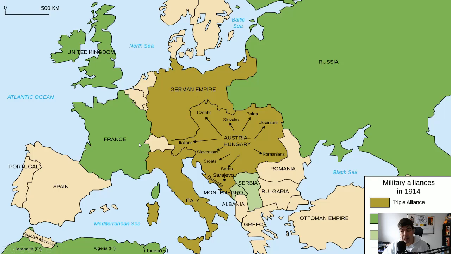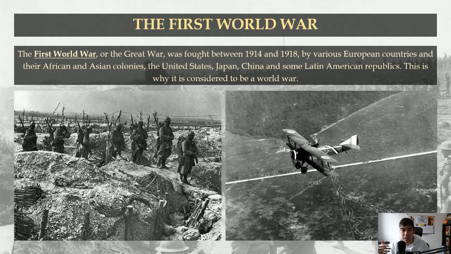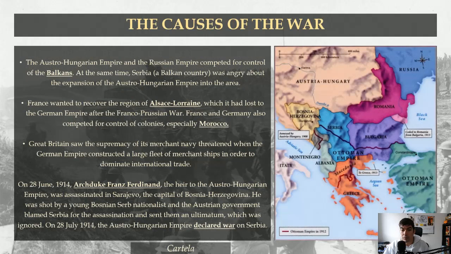So let's go with the First World War. It is also called the Great War, and it was fought between 1914 and 1918 by various European countries and also the African and Asian colonies, but also other countries from all over the world, such as the United States, Japan, China, and others, for example, the Latin American republics. And this is why it is considered to be a world war, because it involved many countries from all over the world. First, the causes.